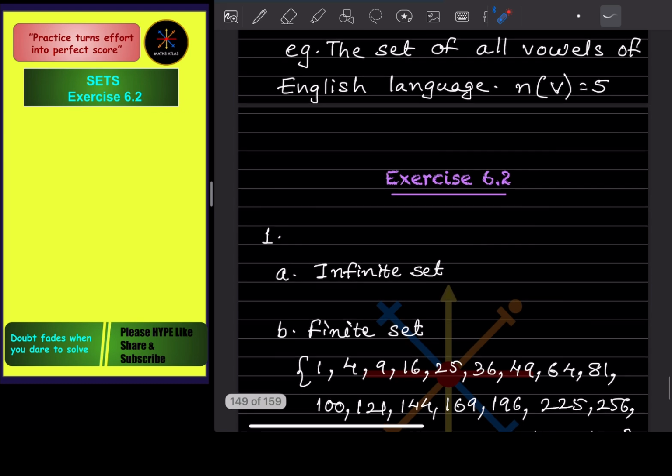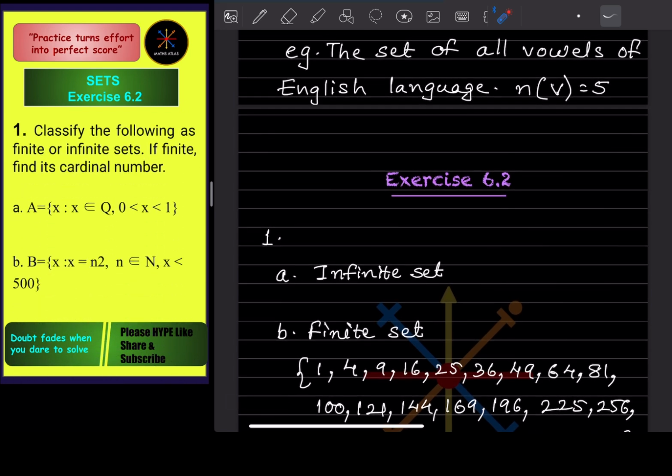Now let us see the exercise. The question is given on the left hand side. Classify the following as finite or infinite set, and if it is finite, find its cardinal number. The first one is A, that is x such that x belongs to Q and 0 is less than x is less than 1. You can see this is infinite, because between 0 and 1 there are infinite numbers, so it will be an infinite set.